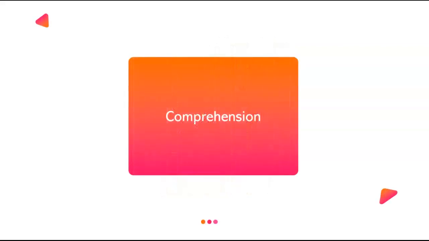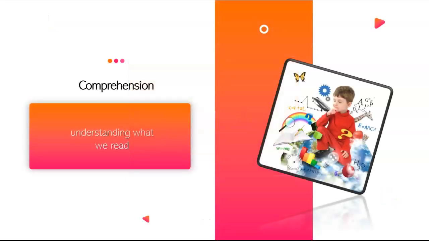And the last thing I'm going to talk about is comprehension. This is basically our ability to understand what we're reading. Some children may be able to read or decode the words in a text, but they may not fully understand what they're reading. So this is a very important concept, because if we can't understand what we read, then there's no point. It has no meaning or purpose.